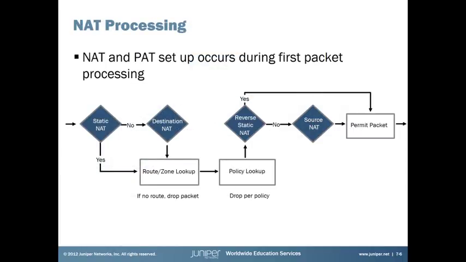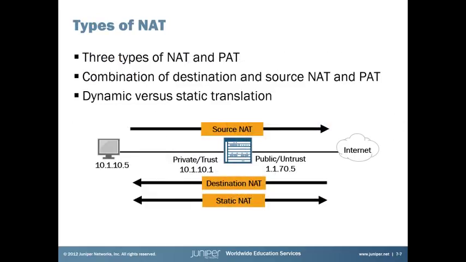Okay, so here's the process. Have we got static NATing? Yes or no? If we do, we'll do a route lookup. If no, do we have destination NATing? Yes or no? Whatever happens after that, either it does or doesn't, we'll do a route lookup. We'll do a policy lookup. Have we got reverse static NATing? Are we reversing it back the other way? Or do we have source NATing? Or do we implement source NATing, and then off the packet goes out the interface?